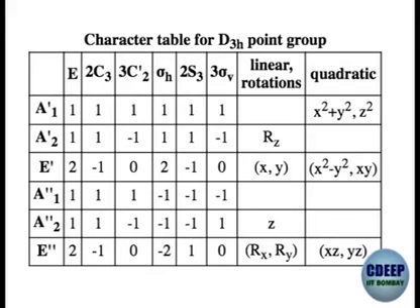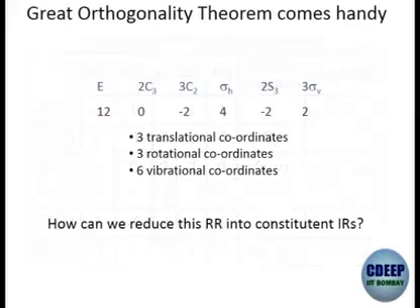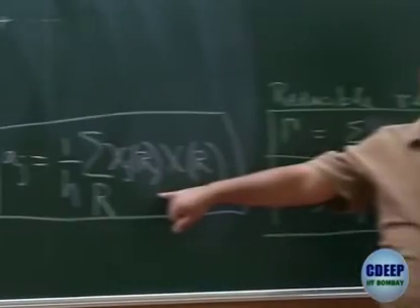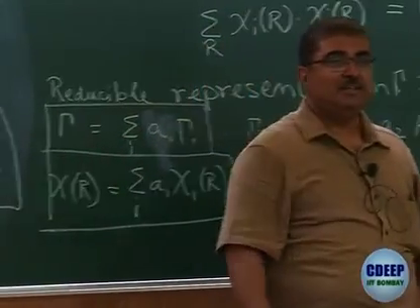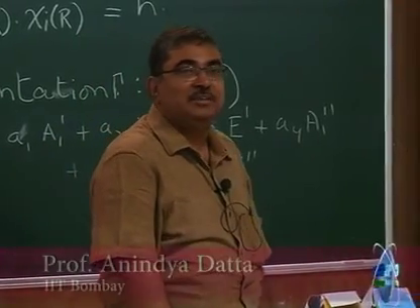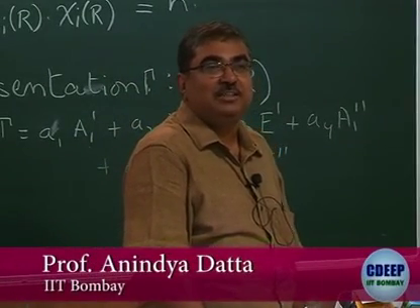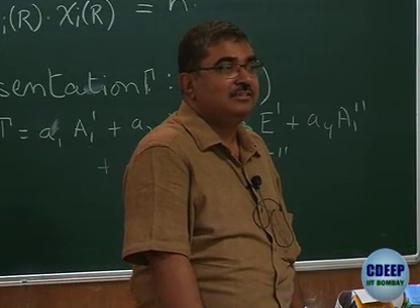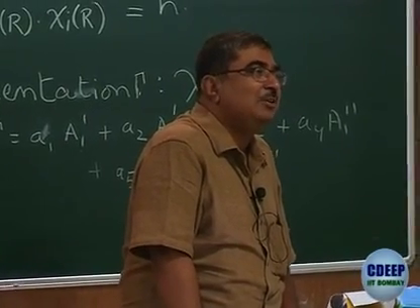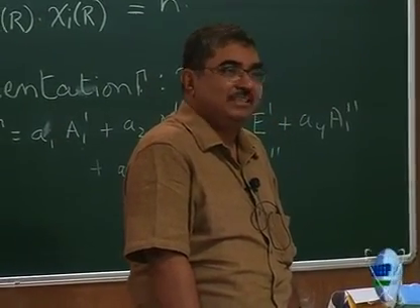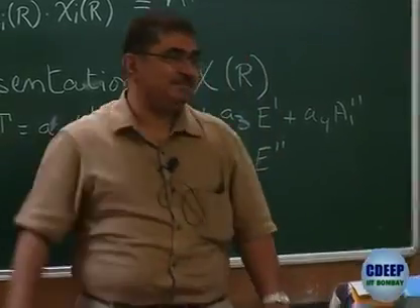If not, now I want some answers. Homework? You have this character table D3h. You have this reducible representation and you have this rather simple mathematical expression by which you can reduce the reducible representation into its constituent irreducible representations that cannot be reduced any further, right? So please do that for homework, okay? Work out the values of aj, and that is where we will start from next day, right? Thank you.